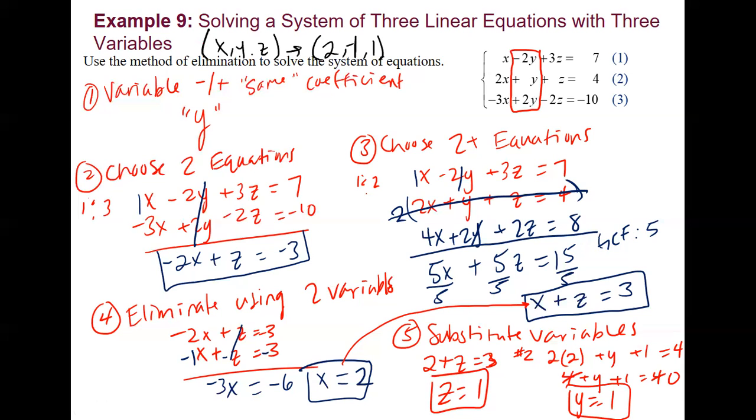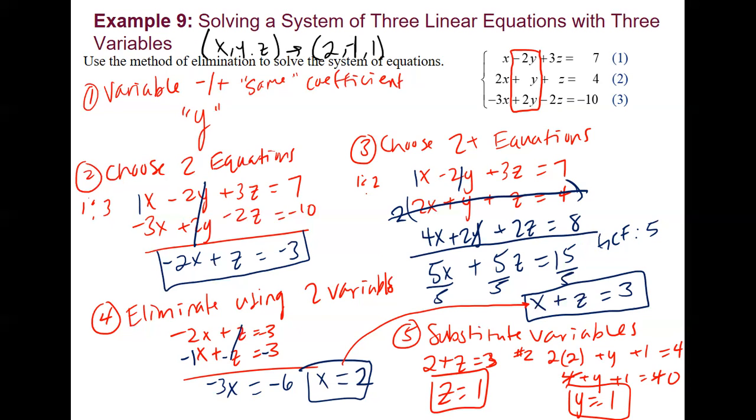And that's elimination. So again, step 1, decide on which variable you're eliminating, paying attention to whether you have a negative and a positive and quote unquote same coefficient. Step 2 is choose the first 2 equations that you're going to eliminate that variable from. Step 3 is choose your second 2 additional equations that you're going to eliminate that variable for. Step 4 is eliminate using 2 variables. And then step 5 is where you substitute all variables back in. And that's the elimination for 3 variables.